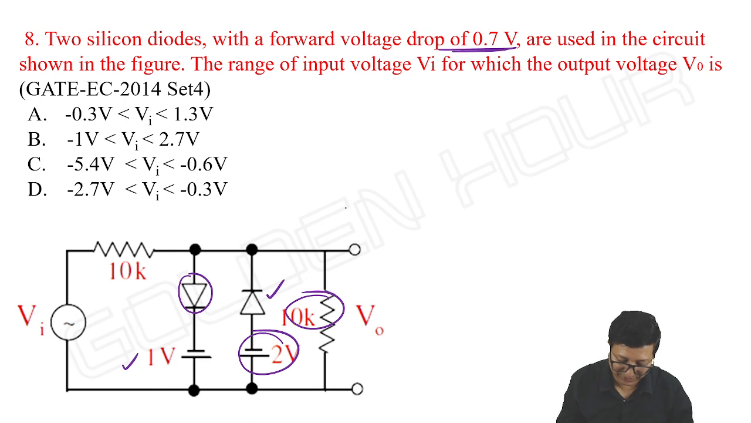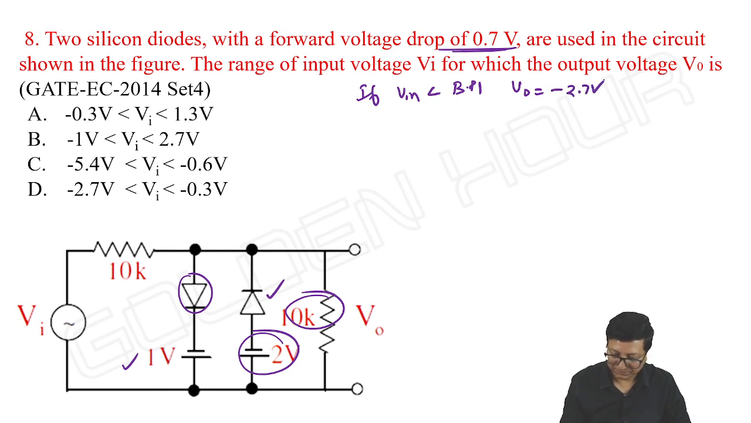Absolutely. So first let us find those breakpoints, or V output minimum, or V input less than breakpoint 1. I did not write all those things. It's a simple thing. If V input is less than breakpoint 1, output is equal to how much? It is minus 2.7 volts.